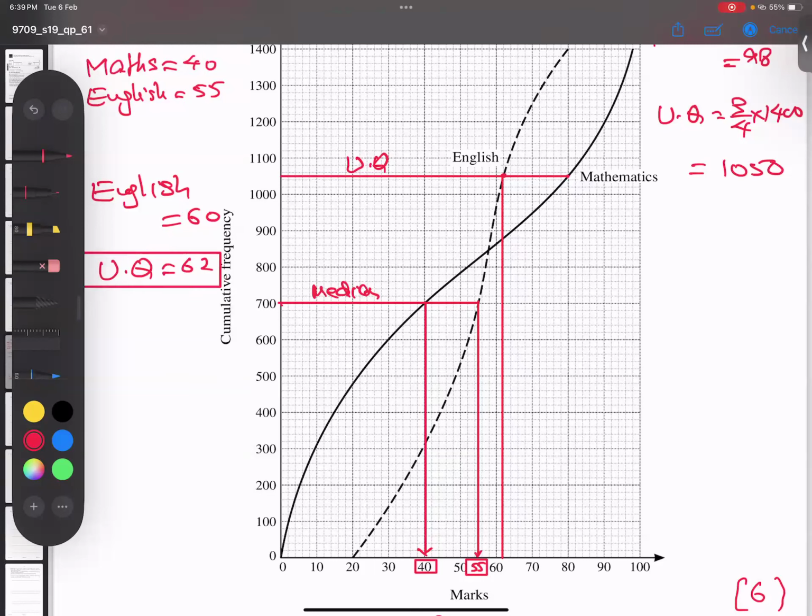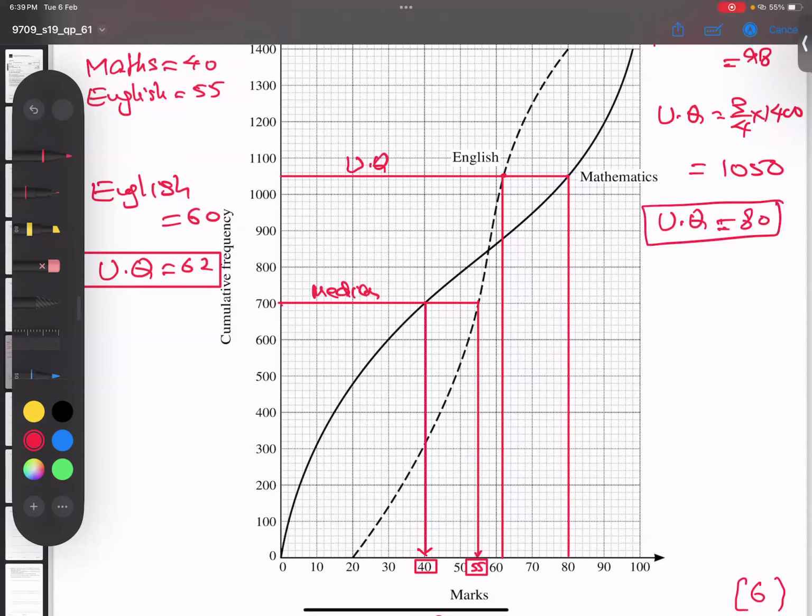And what is the upper quartile of mathematics? Mathematics is very simple. I'll check here. 80. So no, this is not a correct line. Okay, 80.